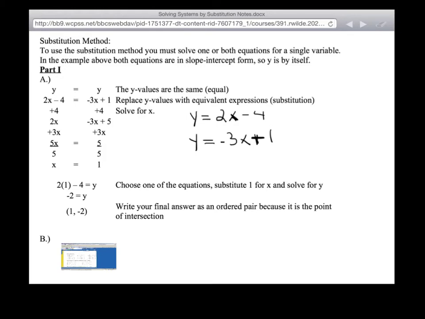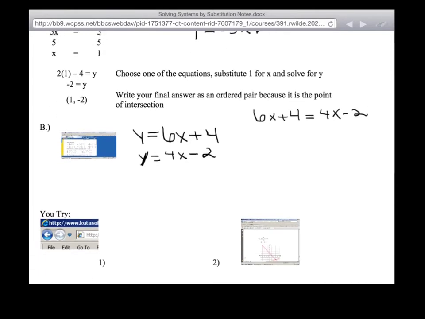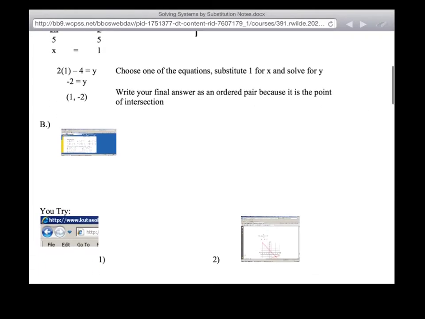Now we're going to move on to the bottom part here. Your paper looks a little different from mine because I'm using some Apple products here, so I might have to rewrite some equations here. All right. So for B, you have the system y equals 6x plus 4, and then you have y equals 4x minus 2.